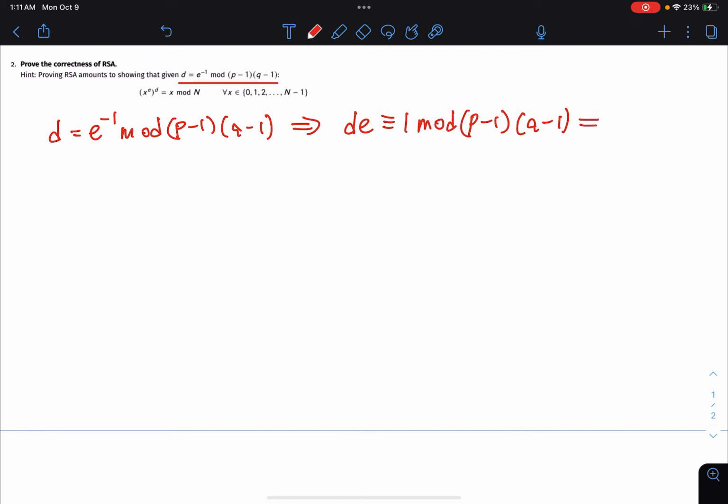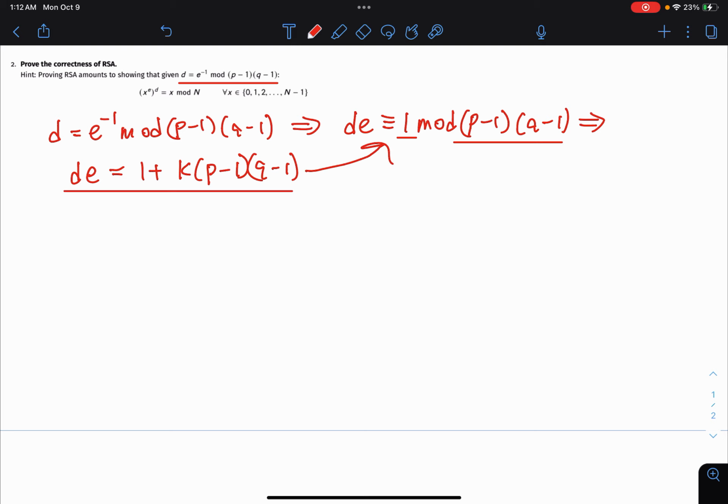We can make it an equality using the definition of modular arithmetic. DE is equal to 1, which is the remainder over here, 1 plus, and because we're in mod P minus 1 Q minus 1, we have K times P minus 1 Q minus 1. This is simply the definition of modular arithmetic. And to verify, you can simply take mod P minus 1 Q minus 1, and you'll see that they're completely equal.